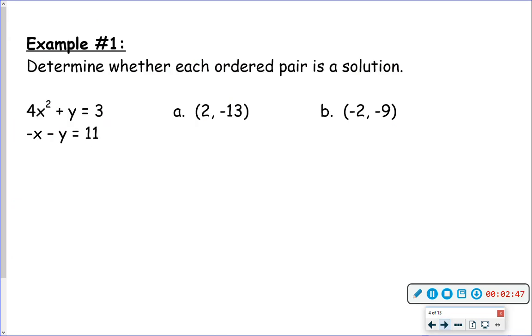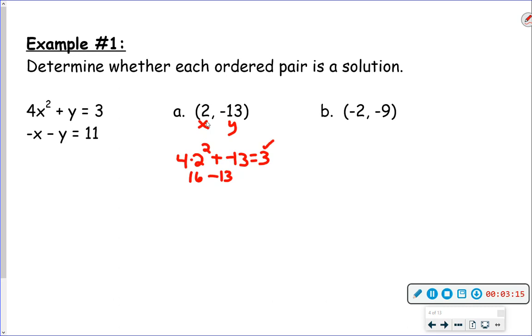All right, determine whether each ordered pair is a solution. So you're basically just plugging these in. I'm going to put 2 in for x, negative 13 for y, and it has to work in both equations. So I'm checking the top equation, 4 times x squared plus y. Let's see if that equals 3. Order of operations, exponent first, 2 squared is 4, 4 times 4 is 16. 16 minus 13, that does check out, that is 3.